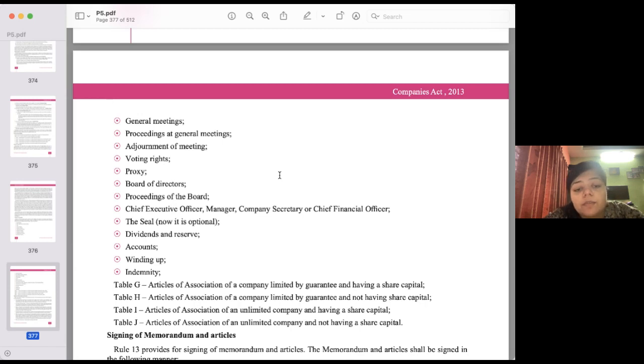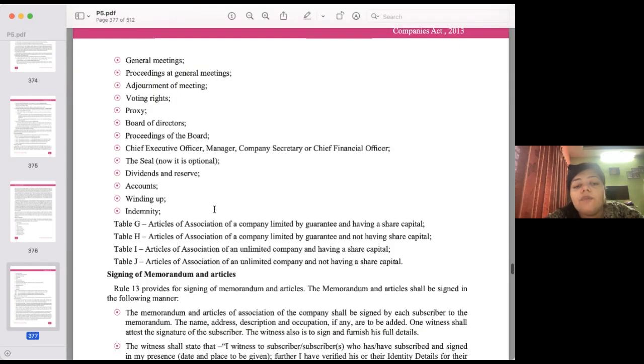Board of directors, proceedings of the board. Again, how many directors will you be having in your company? That is something that you will have to decide as a company. Does anybody know what the maximum number of directors there can be in a company? The maximum number of directors that you can have in a company, according to the Companies Act, is 15. Now, if you want to go beyond, there are procedures for that. But what the Act suggests is 15.